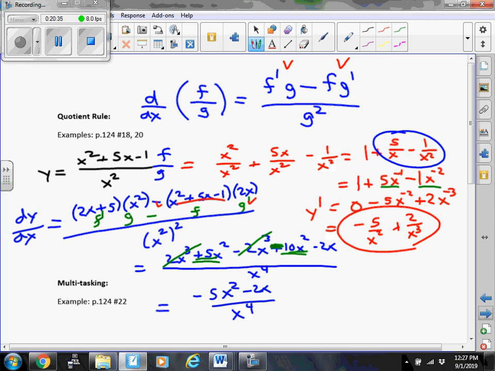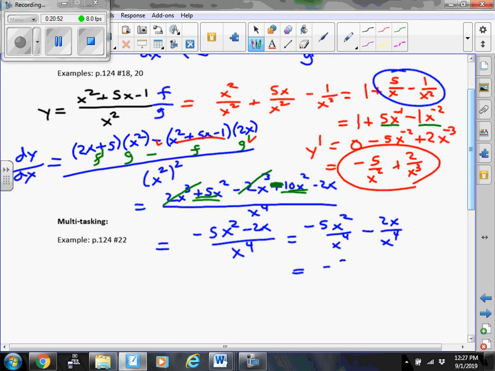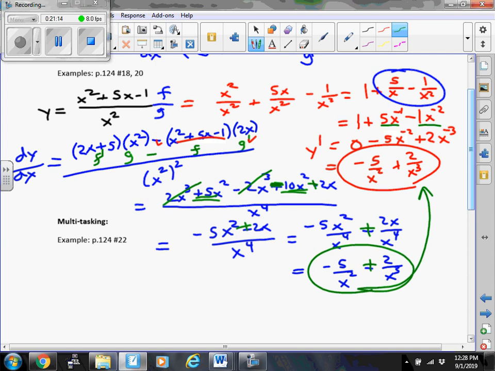See, it still doesn't look like my answer in the red. Okay, so I'm going to do some more algebra. I can separate that into two parts because I'm divided by a single term, which gives me negative 5 over, let's see, reduce that to x squared minus 2 over x cubed. And somehow, like a ding dong, I forgot to distribute my negative. That should have been plus. All right, there you go. Same answer. See, another good reason why you should do it two different ways.